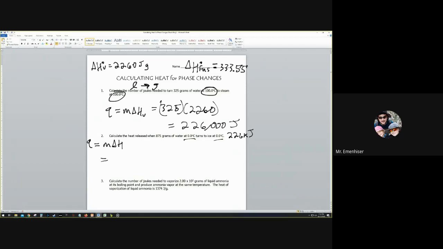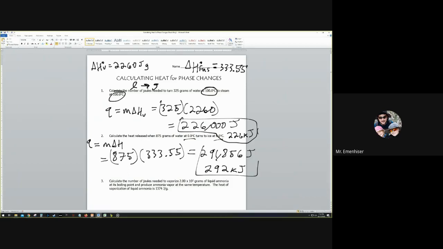So we're going to do 875 grams times 333.55. And so that is 291,856 joules. Or if you wanted to round it, you could maybe round it to 292 kilojoules. I just want to put it in kilojoules, but it's both. Either one of these is a good answer. And usually we'll get joules. It's just sometimes if the number gets large enough, it might be better to put it in kilojoules because some of these numbers that we're going to get go beyond a million joules. So there's a lot of numbers.